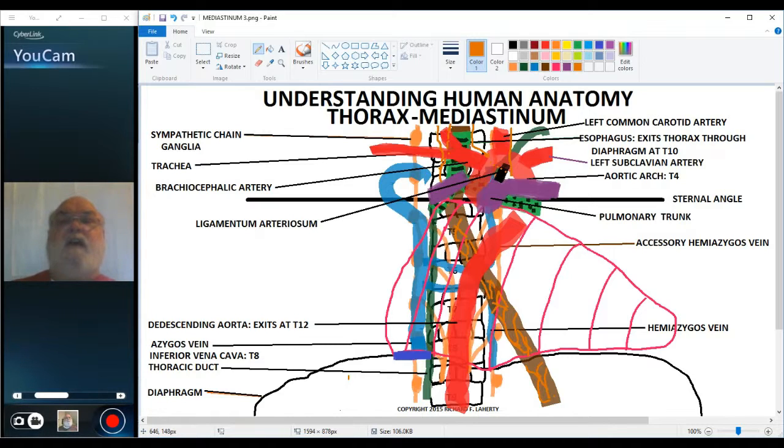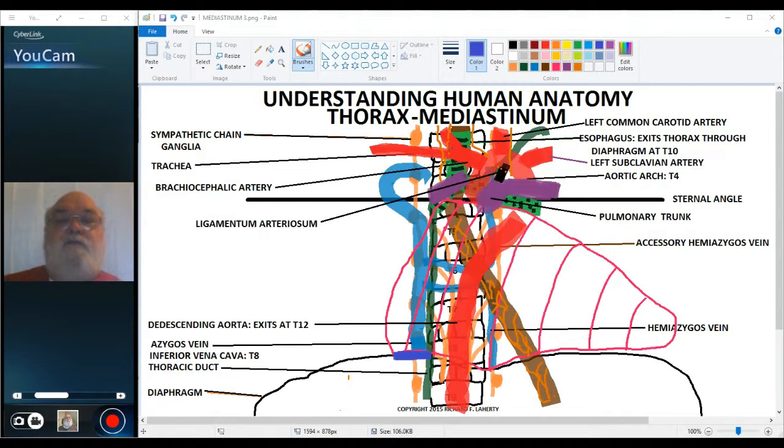So we have the left and right vagus, the left and right recurrent laryngeal nerves. The left recurrent loops under the ligamentum arteriosum. The right recurrent loops underneath the right subclavian. The left vagus forms the anterior vagal plexus on the esophagus. The right vagus forms the posterior vagal plexus on the esophagus.